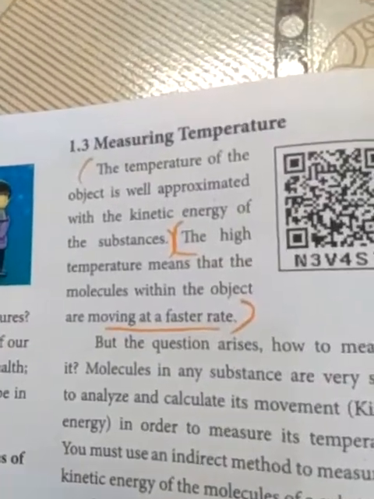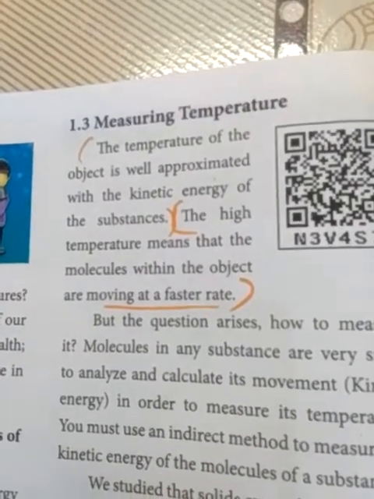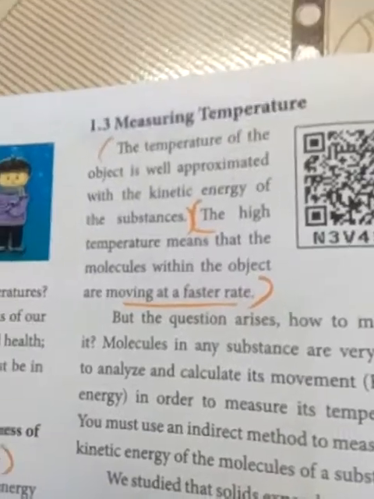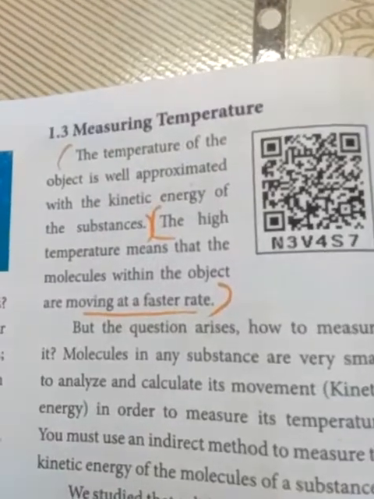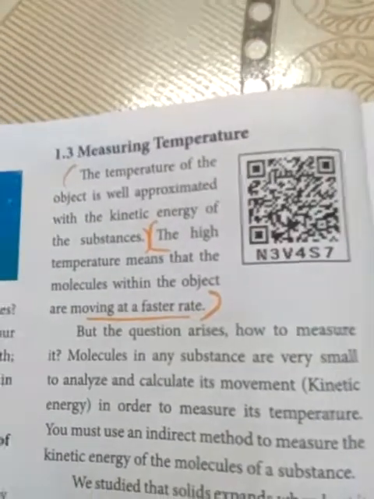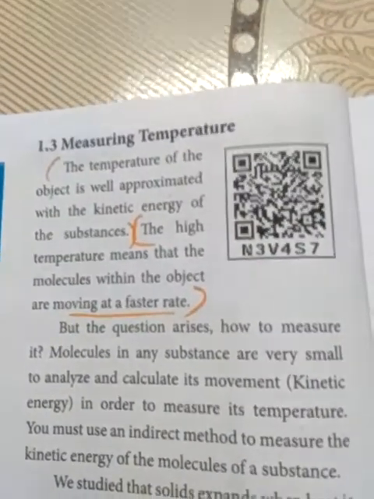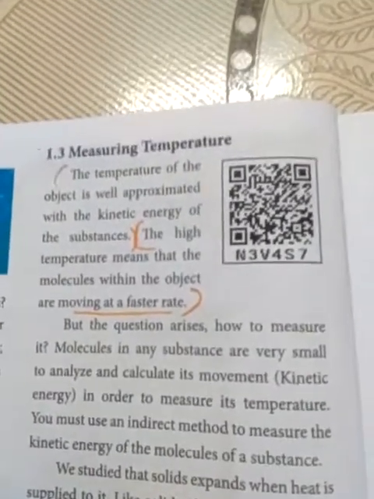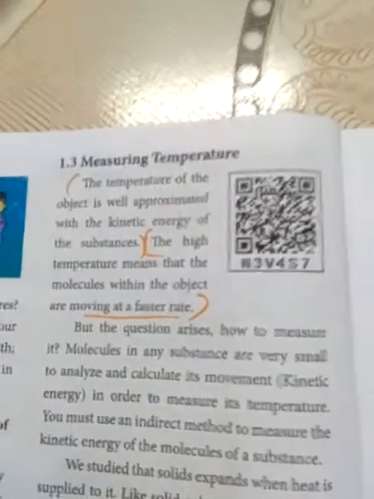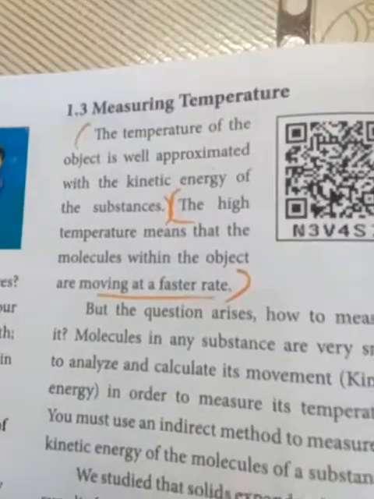The temperature of an object is approximated by the kinetic energy of the substance. When an object has kinetic energy, only then does it have a temperature. So the temperature level increases or decreases with it, right?